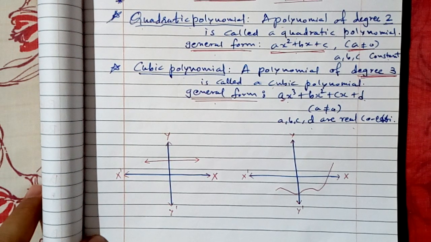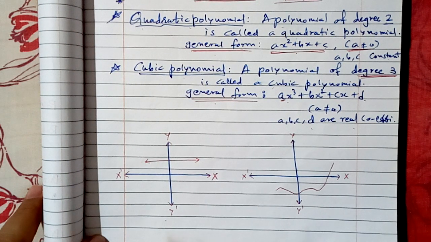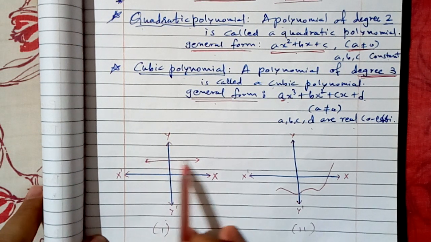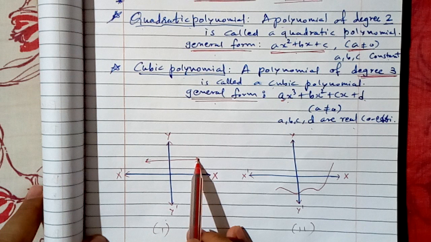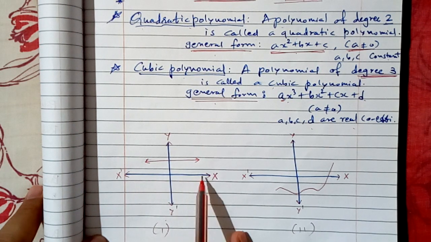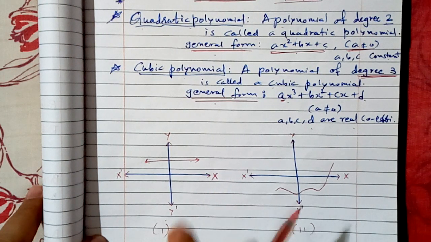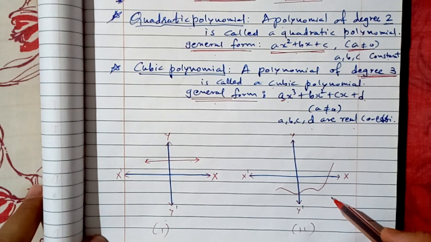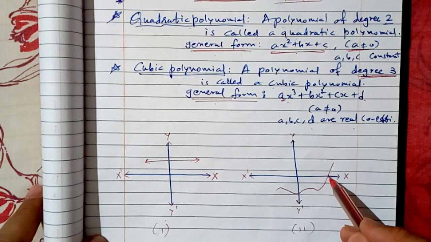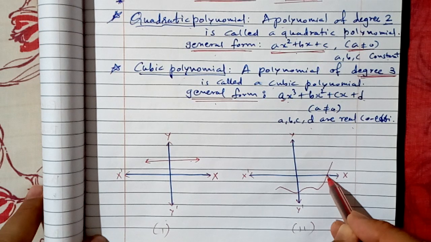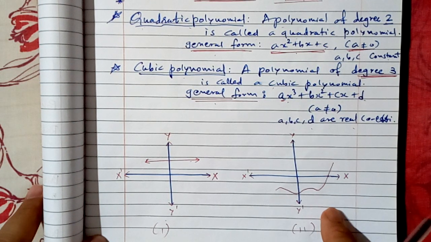Now we study some graph. Here you can see graph number 1, number 2. In number 1 graph, it is a straight line. It is parallel to x-axis. So it does not intersect x-axis. So this graph has no zero. So number of zeros is 0. Here the second graph is intersecting x-axis in 1 point. So this graph has 1 zero.